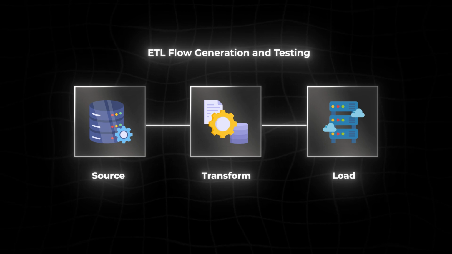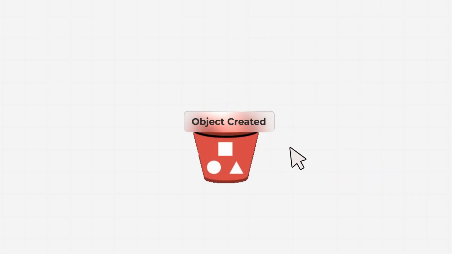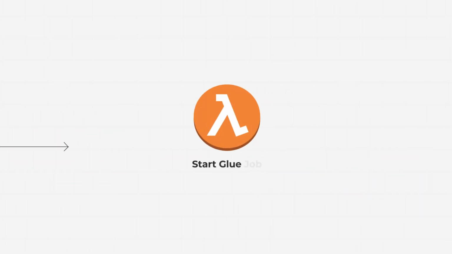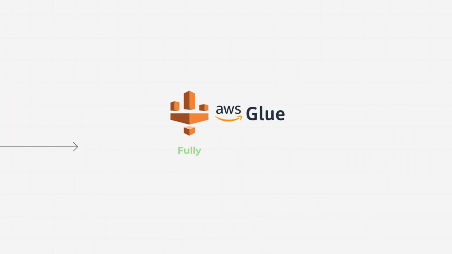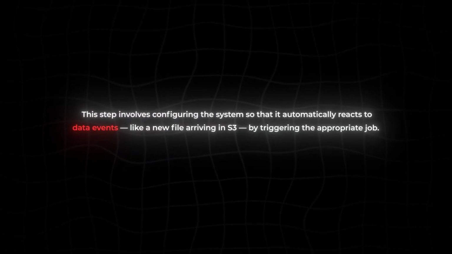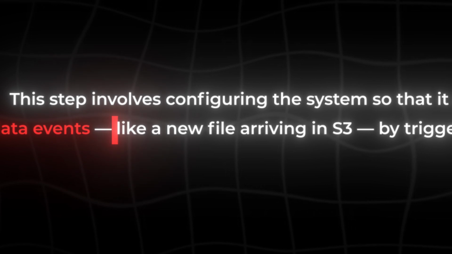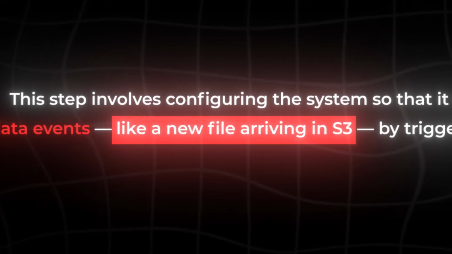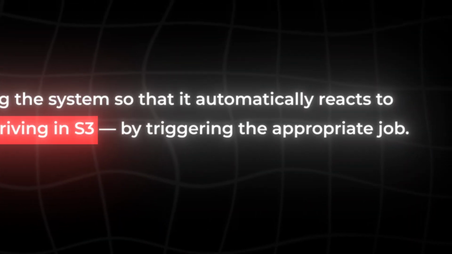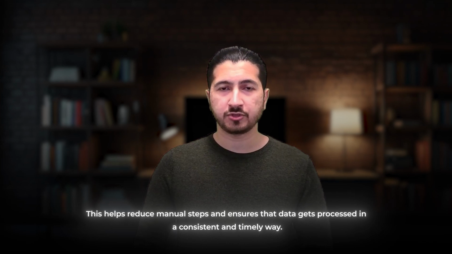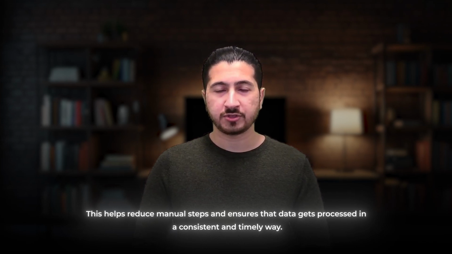ETL flow generation and testing is the part where we make sure that everything is connected and working together. When a new file lands in your S3 bucket, we want our Lambda function to automatically launch the Glue ETL job without us doing anything manually. This step involves configuring the system so that it automatically reacts to data events, like a new file arriving in S3, by triggering the appropriate job. This helps reduce manual steps and ensures that data gets processed in a consistent and timely way.